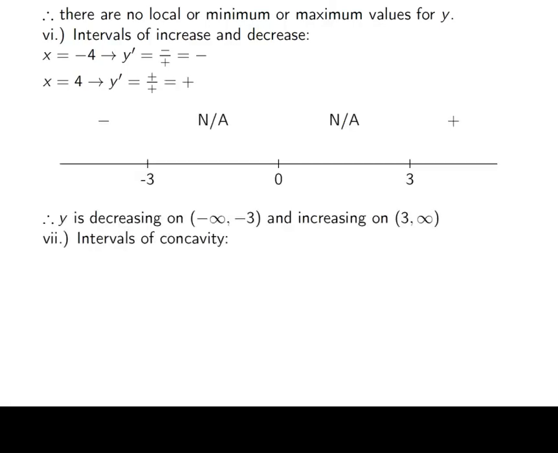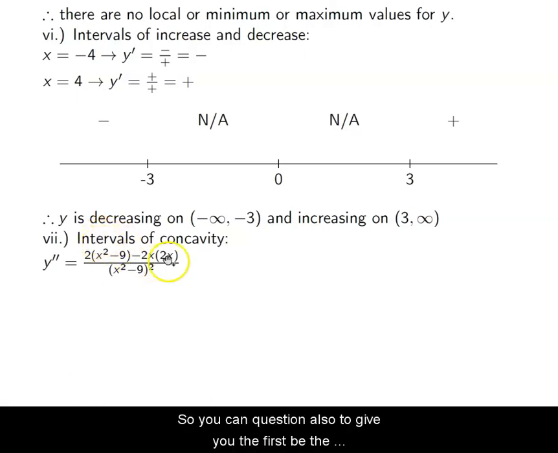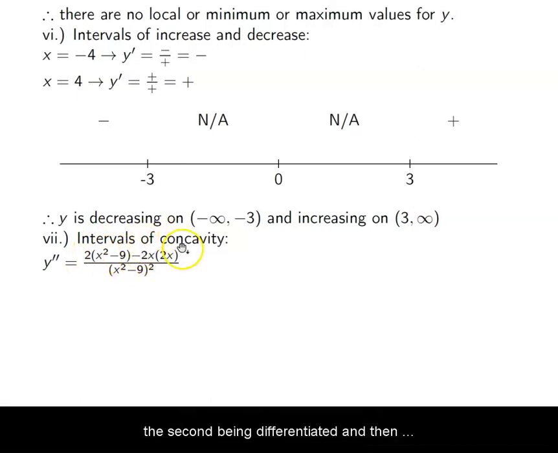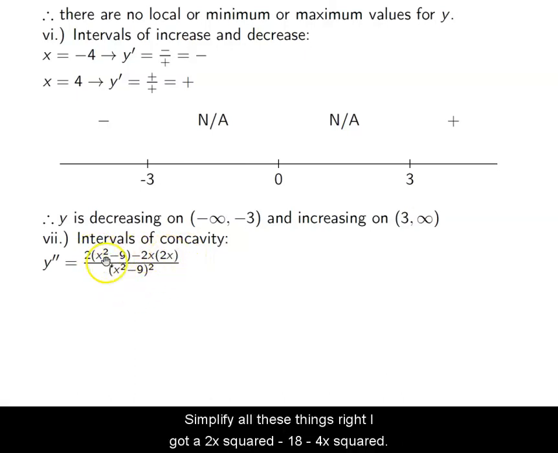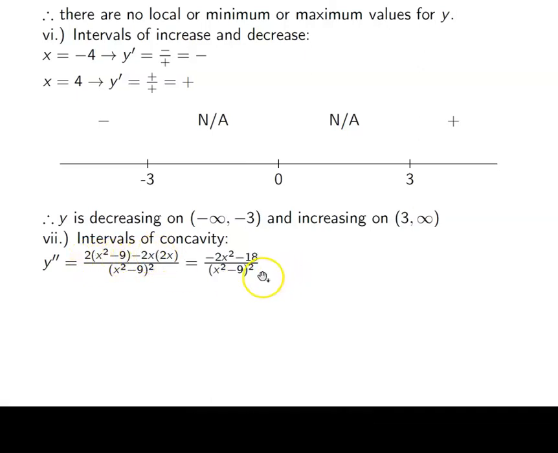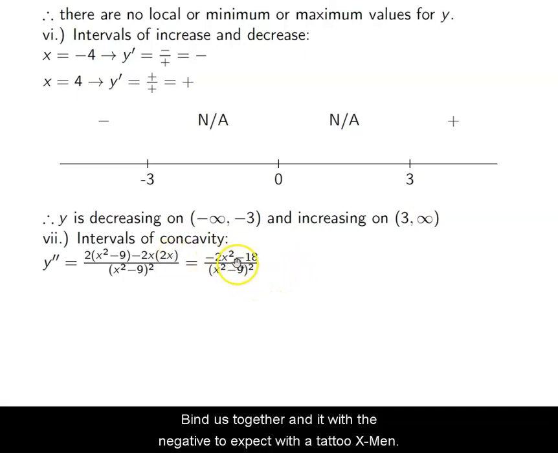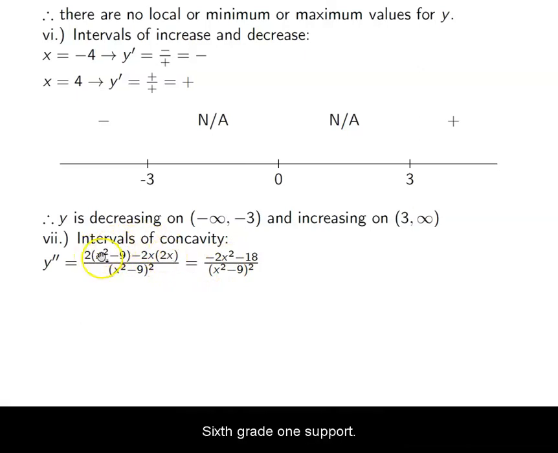Okay, so using the quotient rule, so 2, derivative of the first, leave the second alone, subtract from that the first being left alone, the second being differentiated, and then squaring the bottom function. Simplify all these things, right? I got a 2x squared minus 18 minus 4x squared. Okay. So when I combine those together, I end up with a negative 2x squared because I had a 2x squared minus a 4x squared. Here I can pull out a negative 2.